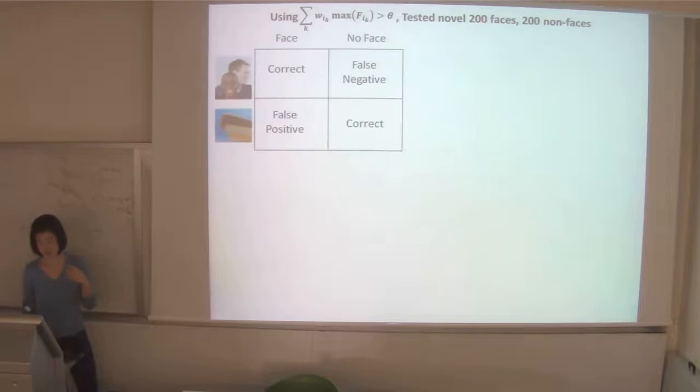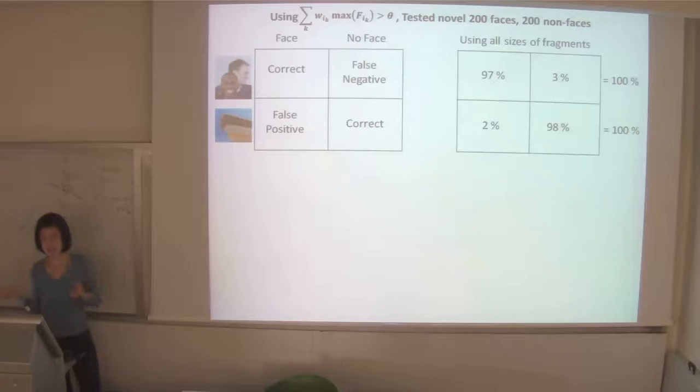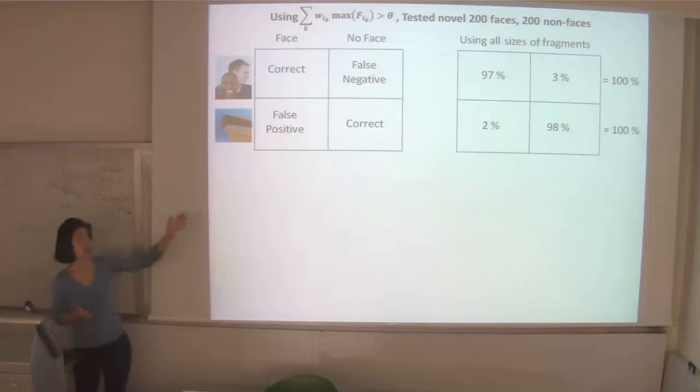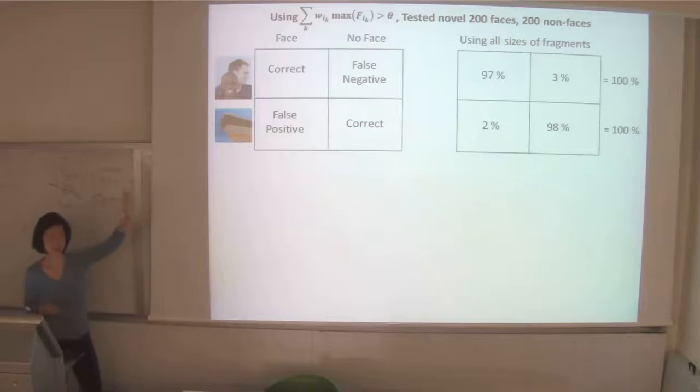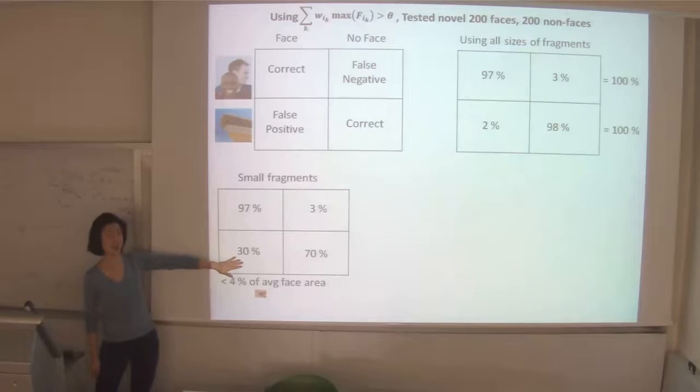So they use this weight formula to test 200 novel faces and non-faces. And if you remember here, you have the correct, false positive, false negative, and correct. So when they use all sizes of fragments, they get quite a good response, 97% correct and 2% false positive. And notice the rows sum up to 100, right? Because if you get 97% face, then you know that 3% you labeled non-face. So they're correct. If they use only small fragments, so really small areas of the face, they get a very high correct ratio, but they also get a very high false positive.